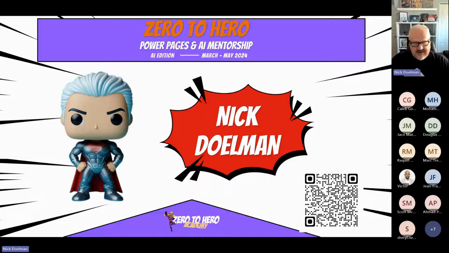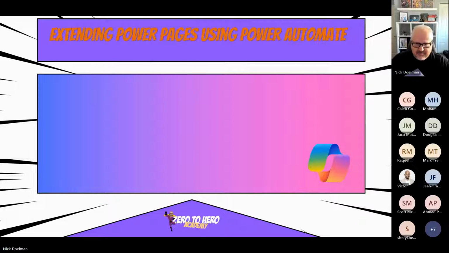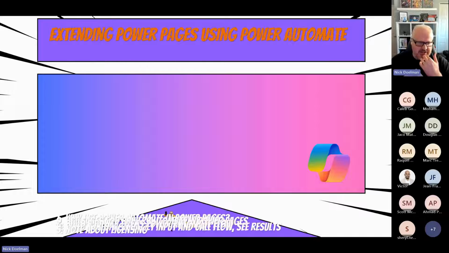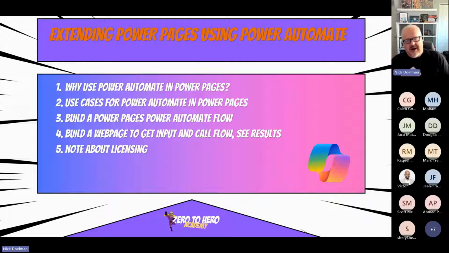All right, so let's dive into the topic of the day. We're going to talk about extending Power Pages using Power Automate. So you're probably wondering, why do we need to worry about Power Automate with Power Pages? Here are the things we're going to talk about: why use Power Automate and Power Pages, and a few use cases. Then we're going to go through a demo where we actually build a Power Automate flow and integrate it into a web page where we collect some input from a user. We're going to call the flow and see the results. Pretty straightforward, pretty simple, but it is very powerful in terms of what you can do with Power Pages and Power Automate together.